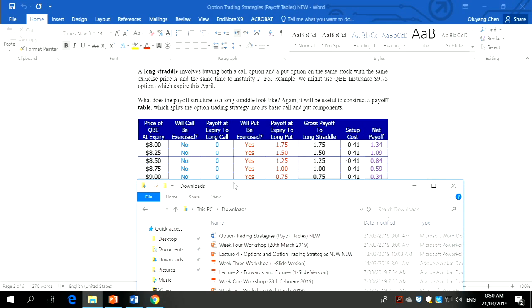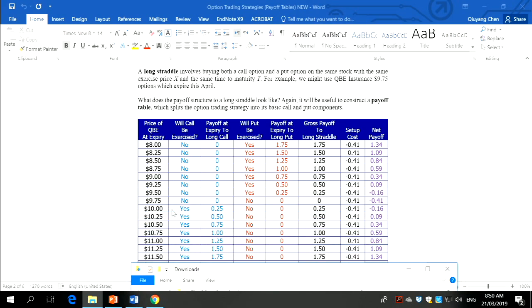So when are you going to exercise your call? Well, when the share price gets above $9.75, for example, when the share price is $10, you want to exercise the call option, because exercising the call option means that you can make a 25 cents gain. That's $10 minus the strike price, $9.75. And the same thing goes beyond $10. So anything above $9.75, you would decide to exercise the call option and make the profit. So we see the payoff getting bigger and bigger as the share price gets higher and higher.